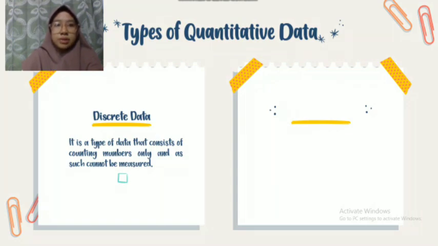Discrete data can be said to be either countably finite or countably infinite. Discrete data can be broken down into smaller units. It's typically counted in whole numbers and there is nothing like half of a value.